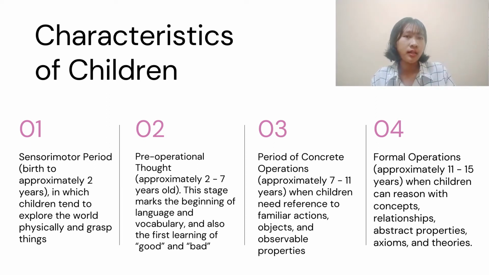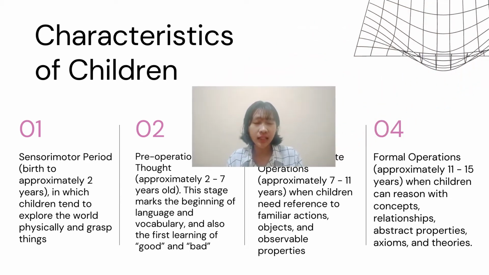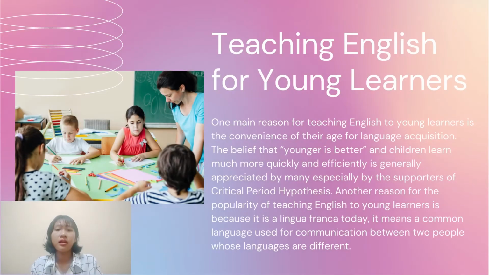Number 3, the period of concrete operations, approximately 7 to 11 years, when children need reference to familiar actions, objects, and observable properties. And number 4, formal operations, approximately 11 to 15 years, when children can reason with concepts, relationships, abstract properties, actions, and theories. Teaching English for young learners.